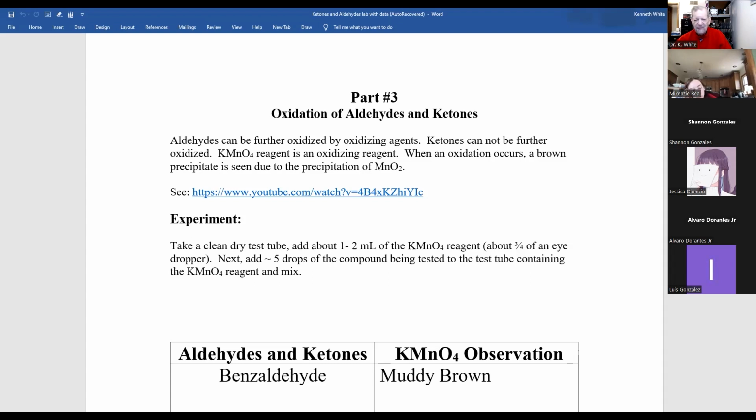This is purple, and it stays purple because there's no reaction. So if you take a molecule that you think is an aldehyde or ketone and it turns muddy brown, you know it's an aldehyde. If you take an aldehyde or ketone, react it with potassium permanganate, and it stays purple, you know it's a ketone.